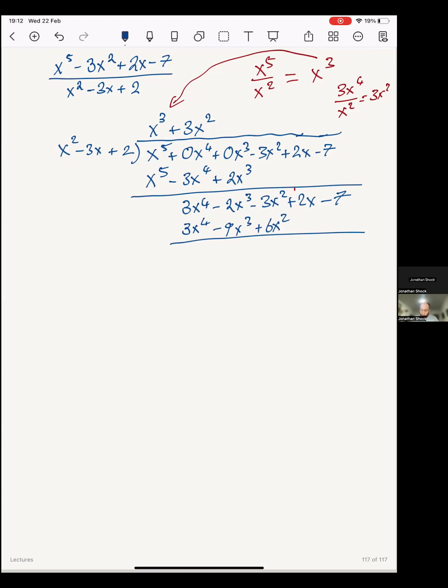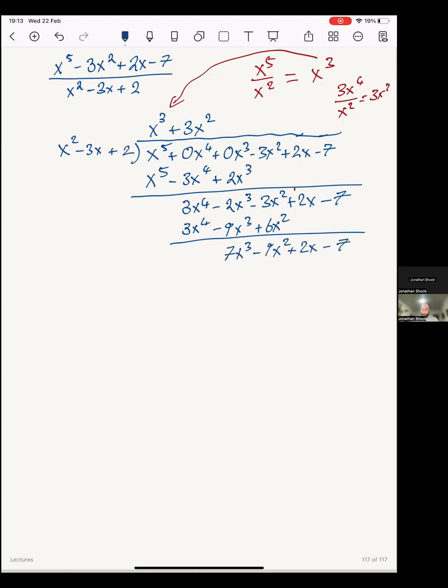What do we get when we subtract the second line, the bottom line, from the one above it? Well, the 3x to the fourths disappear. I'm going to get minus 2x cubed minus 9x cubed, which is minus 11x cubed... I'm going to get 3x squared minus 6x squared, which is minus 9x squared. And then I've just got plus 2x minus 7.